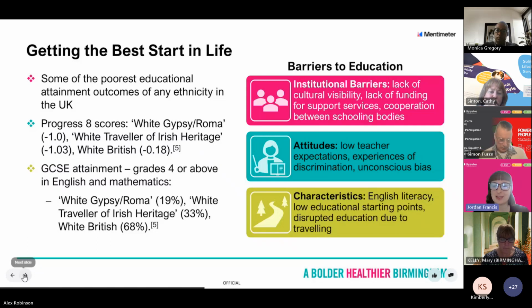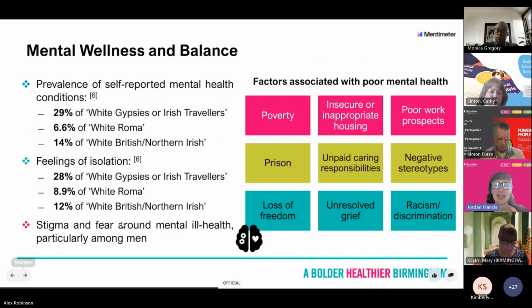If we look at mental wellness and balance, again, we get a bit of a variety. So in looking at the GP patient survey, we have a prevalence of self-reported mental health conditions. But because this is self-reported, it's going to really depend on what communities perceive as poor mental health, and whether or not it's something they want to discuss with a mental health professional. And this has come up across multiple community groups: just because a population reports a low prevalence of poor mental health might not reflect the true picture.